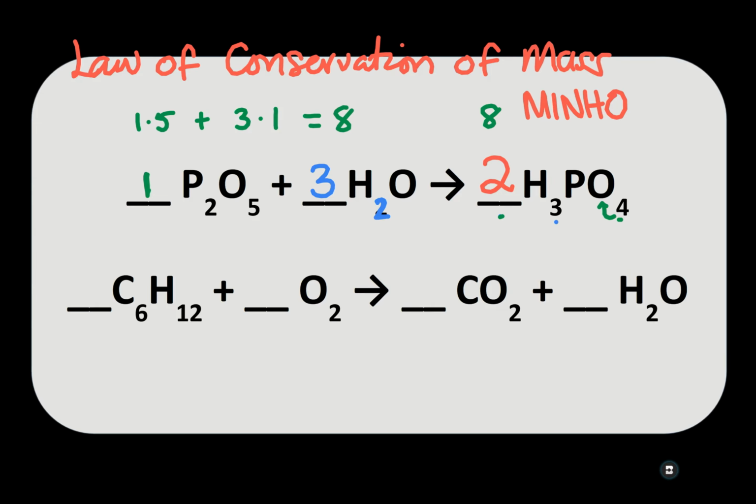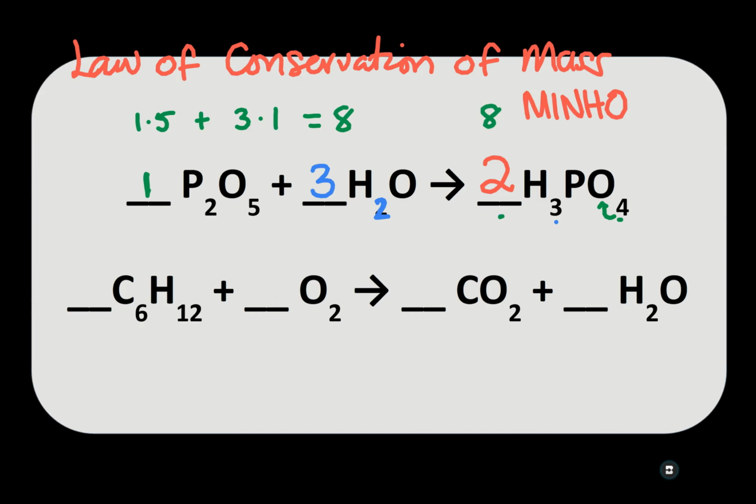Okay, so the next one I'm looking at is the one on the bottom. C6H12 plus O2 makes CO2 and H2O. So this reaction is called a combustion reaction, and it's a type of reaction that needs energy to kind of begin, for it to go forward, so to speak. So let's use our MINHO to balance this.